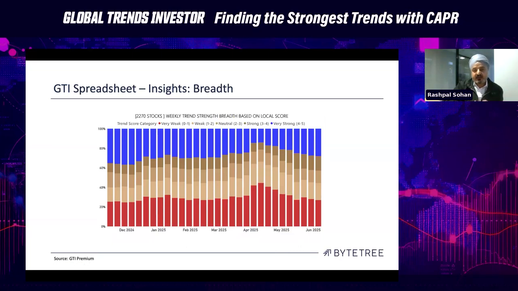The very bearish categories are stocks which fall between a score of 0 and 1. You can see how that picked up from around April 2025 during the market correction. The blue color are the strongest trending stocks. Most of the time in a bull market, you'll see a lot more blue, and when there's a correction, you'll see a reduction in the blue. The other colors are the trend scores in between, so between 1 and all the way to a 4.